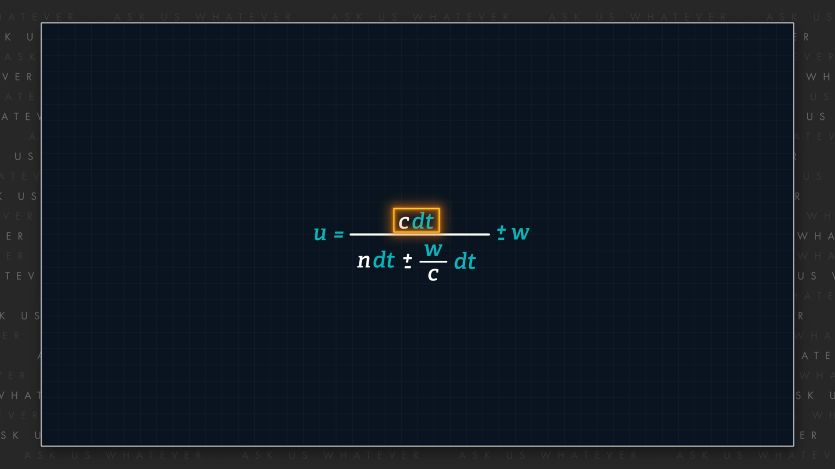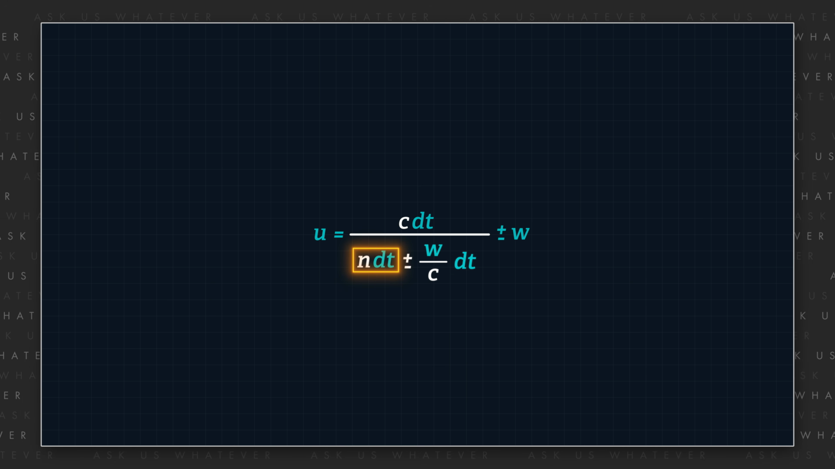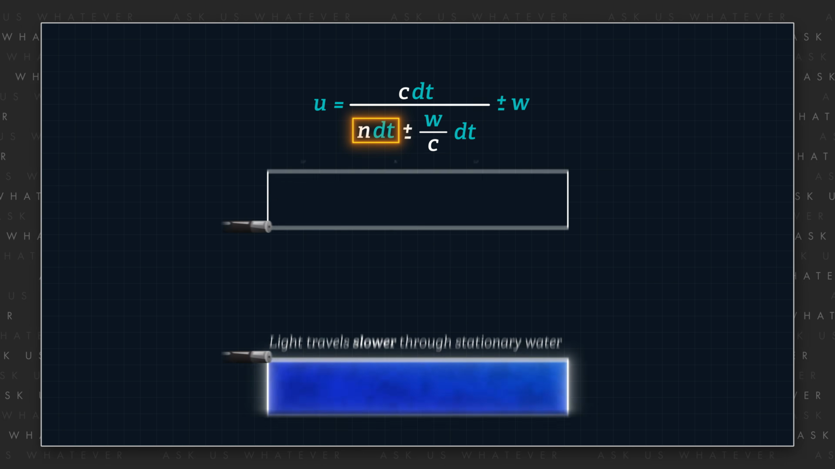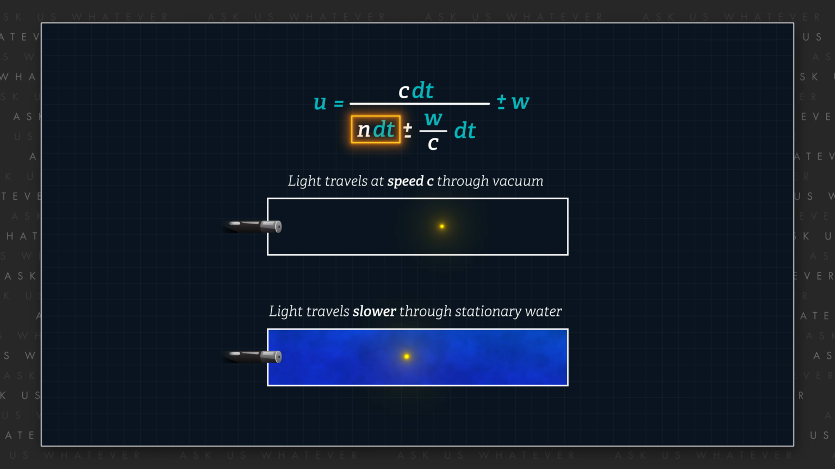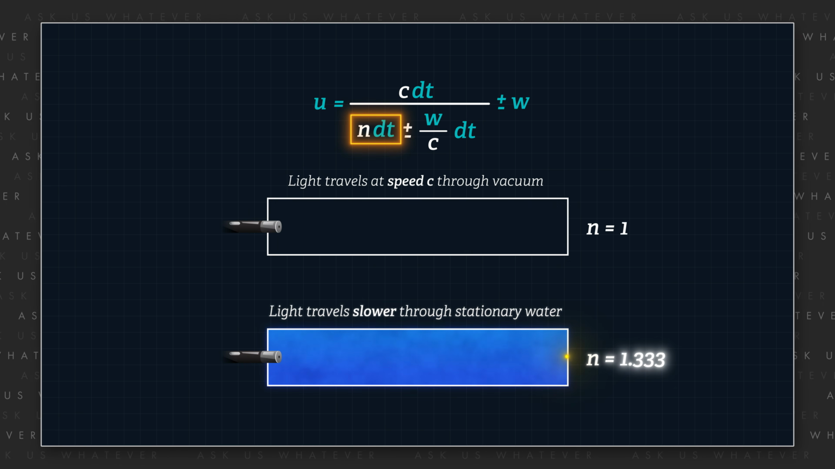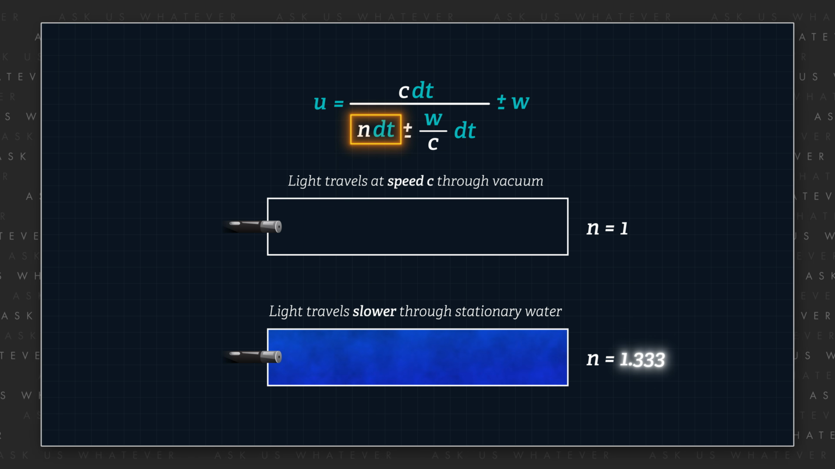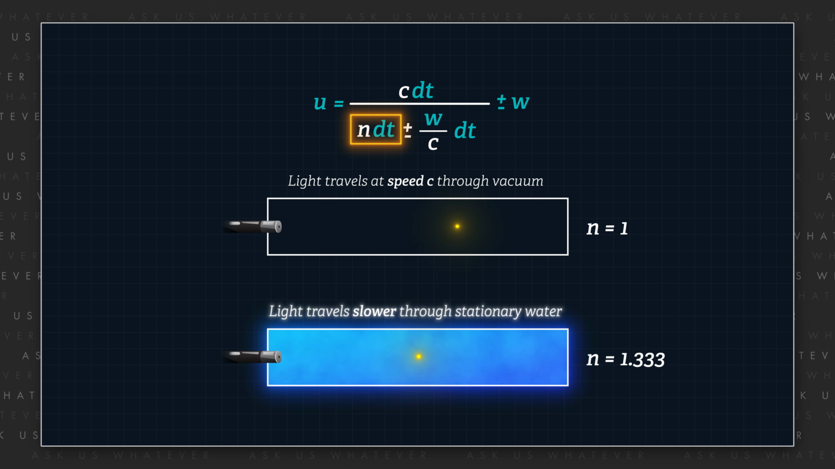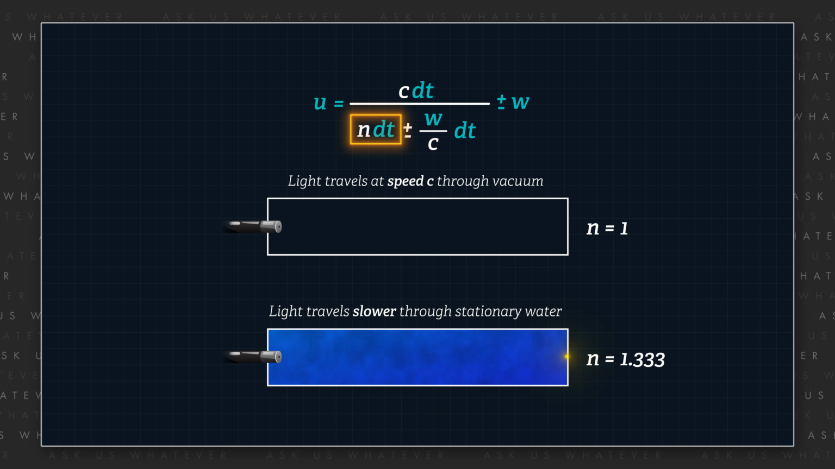The numerator represents the distance that light will travel through frame S in vacuum in dt stationary frame seconds. As for the denominator, the first component is n times dt. This is the amount of time required for light to travel the distance computed by the numerator, but now while passing through a refractive medium instead of through vacuum. For water, n is 1.333, so it takes 1.333 times longer for light to travel through a length of stationary water as compared to the same length of space.